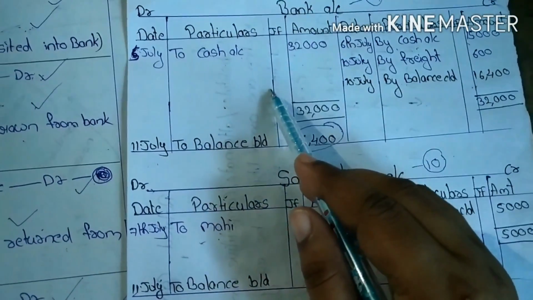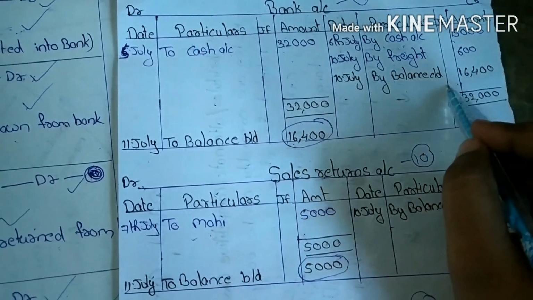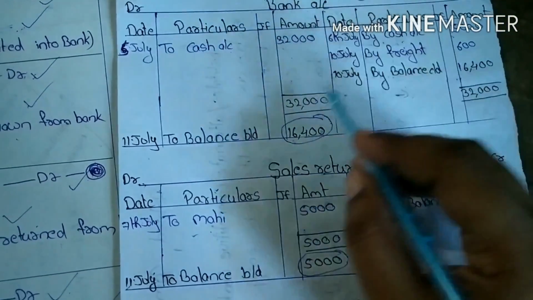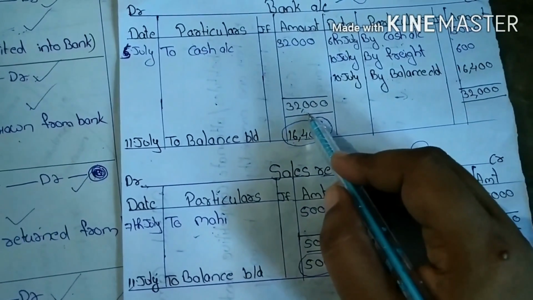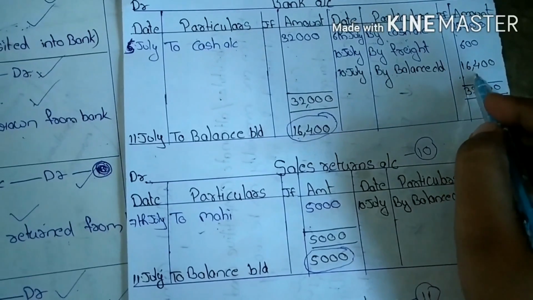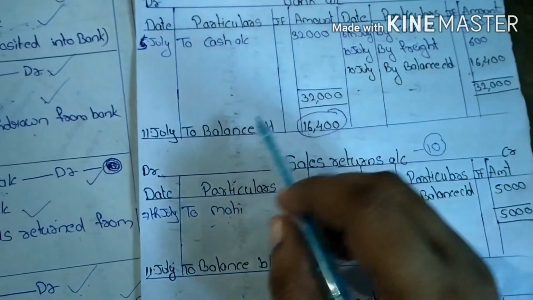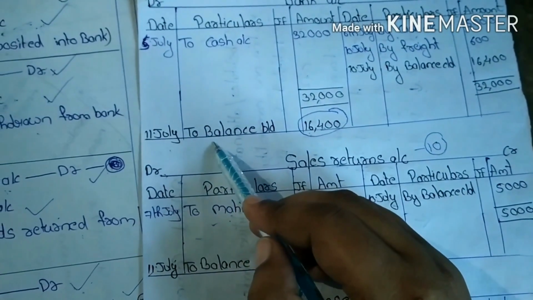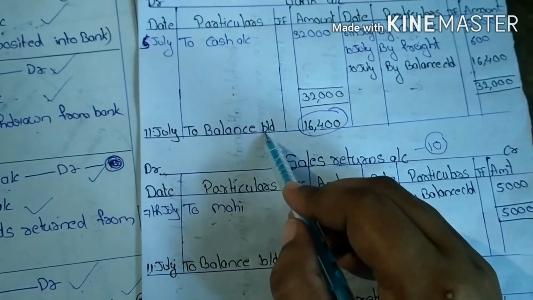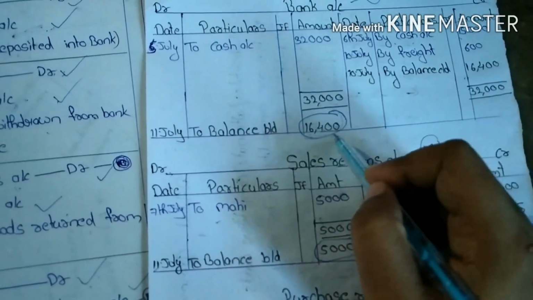So the debit is high when compared to credit, right? So the difference is by balance carried on, it means 32,000 minus 15,600. So the balance is 16,400. It is the end day balance. It should be brought down to next day. That means 11th July to balance brought down 16,400. This is the total bank account balance. Okay.